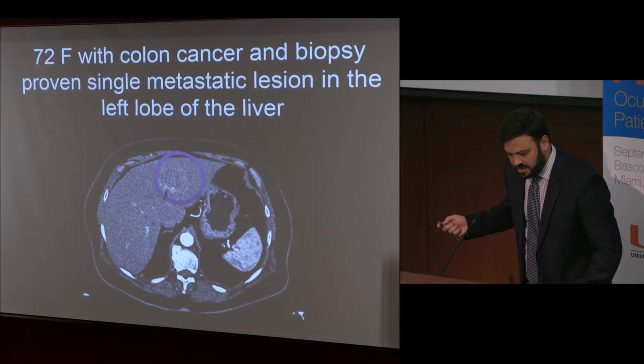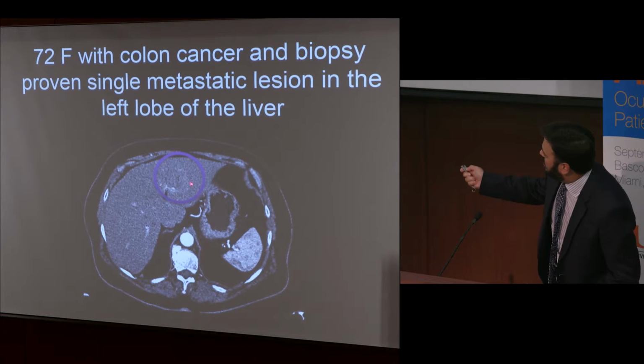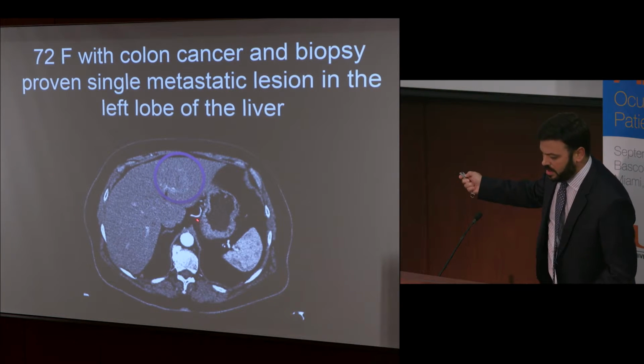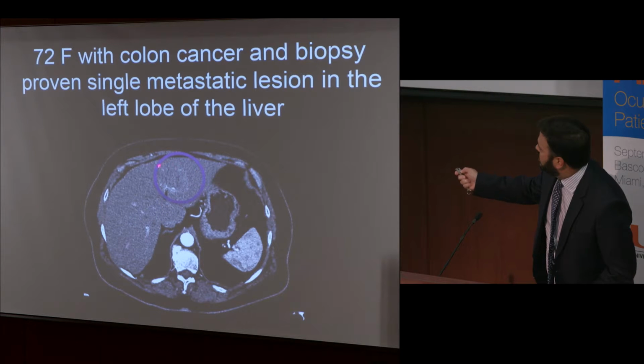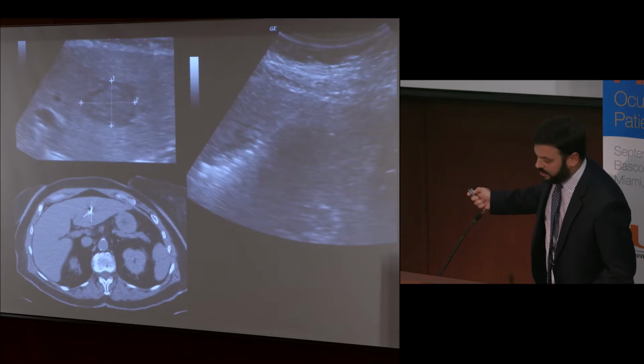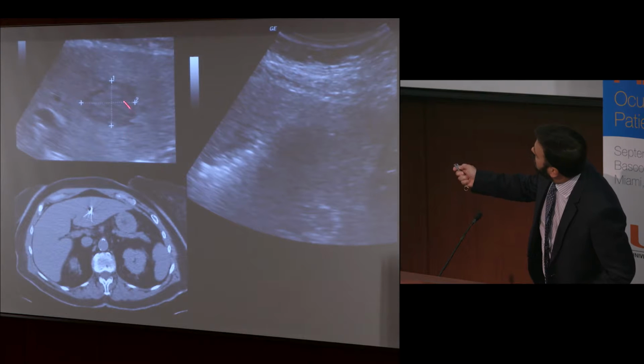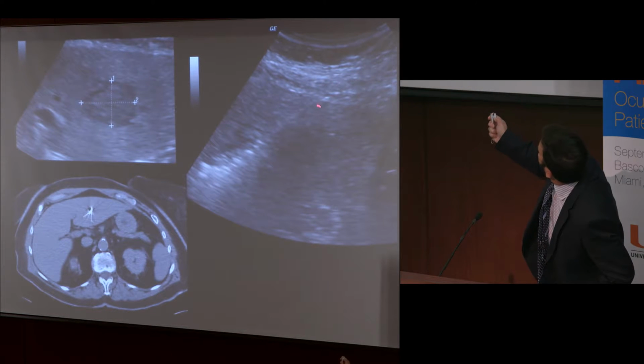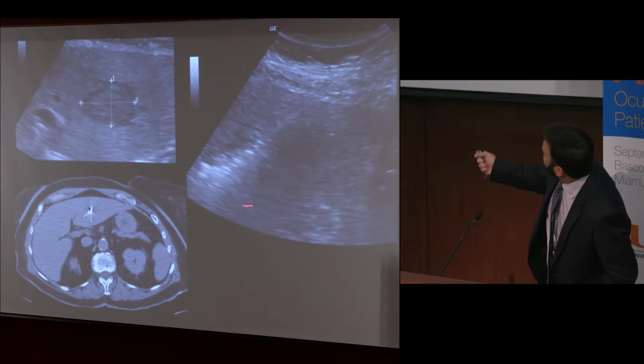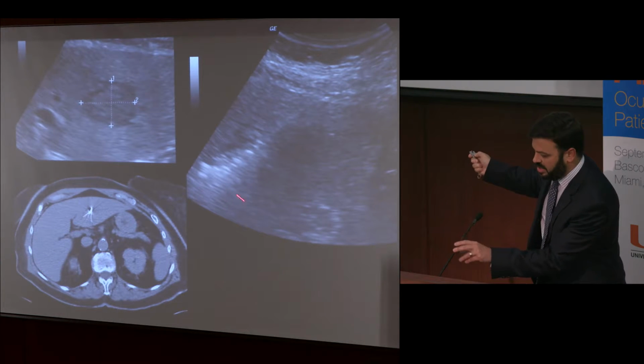So here we have a case of a single metastatic lesion to the left hepatic lobe. It's a little hard to see, but you can see a little bit of enhancement there. And then here you see the lesion under ultrasound, and here you can see the probe going into the lesion, and then it gives you this cloud appearance once you start heating up the tissues.